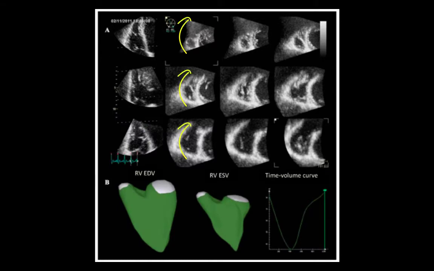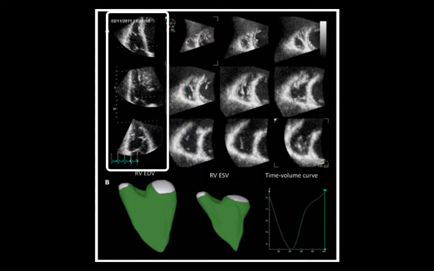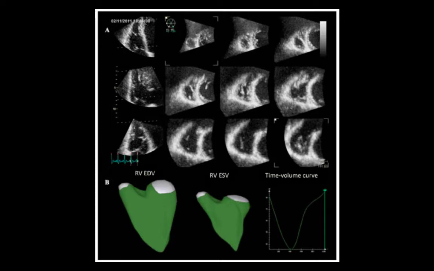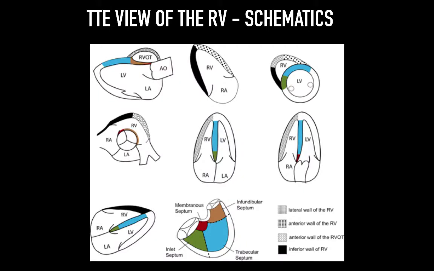In most TTE views, the RV looks either crescentic or triangular. This schematic shows the various configurations of the right ventricle and its corresponding wall segments. I don't think you need to know this in detail, just understand that the shape of the RV requires multiple different views for its assessment.